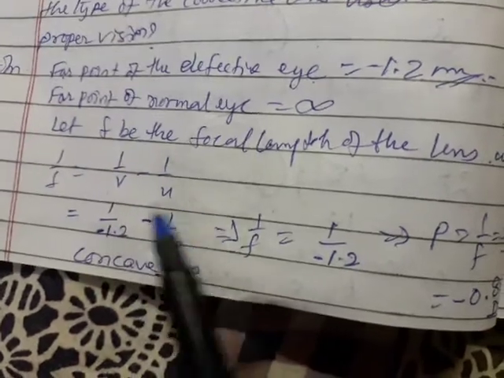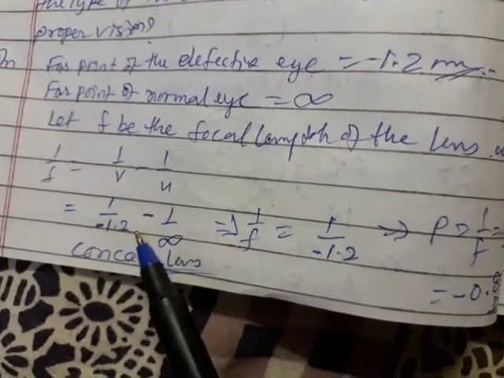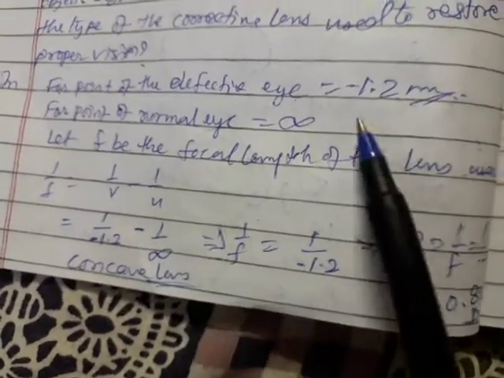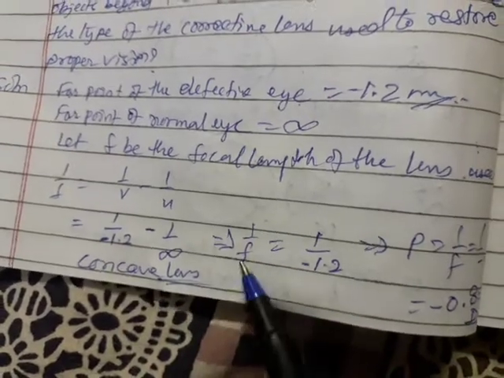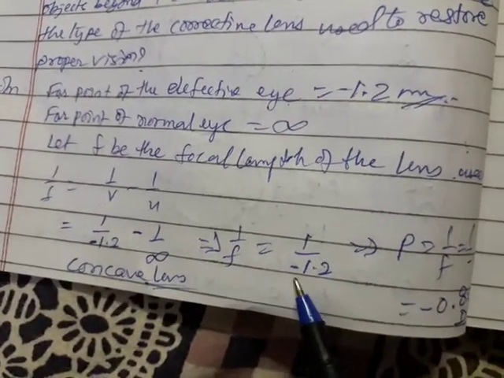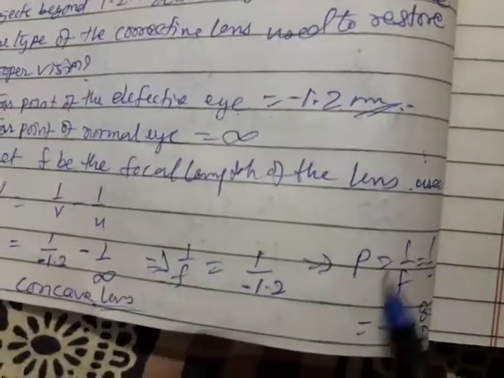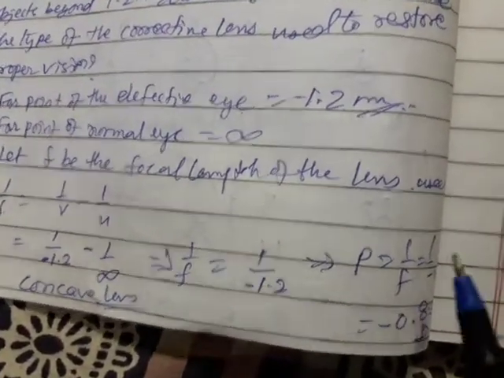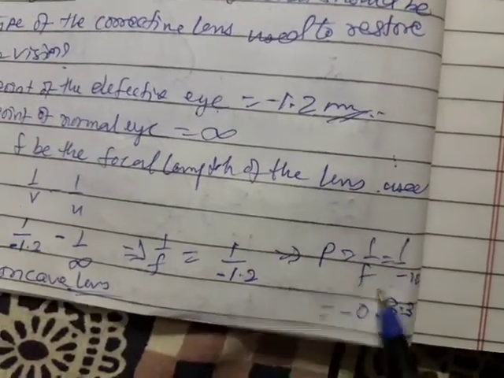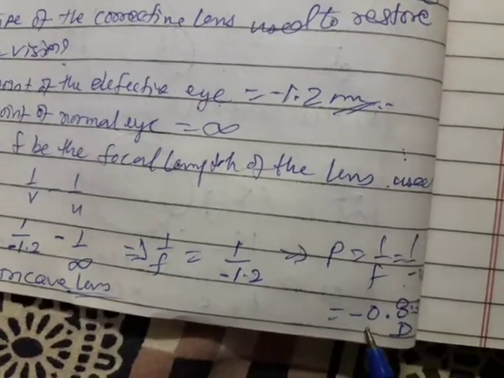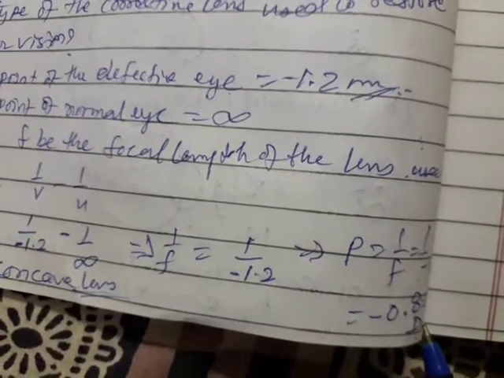Now substitute the values of v and u. v is minus 1.2 and u is infinity. So 1 by infinity is equal to 0, therefore 1 by f is equal to 1 by minus 1.2. Now the power of the lens will be 1 by f, and it is already given in meters. So 1 by f is equal to 1 by minus 1.2, and after solving this value comes to minus 0.83 diopter.